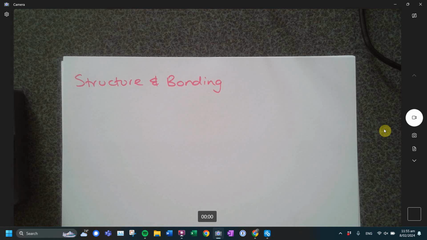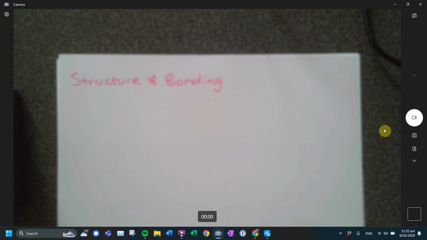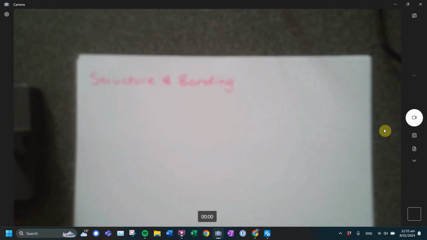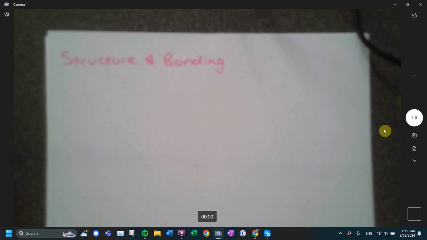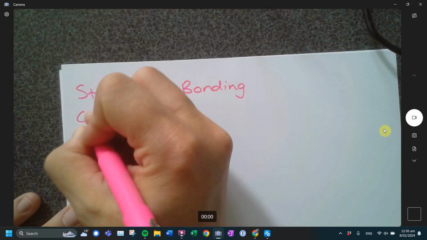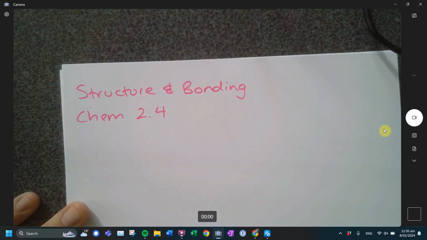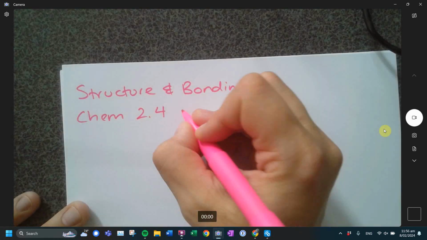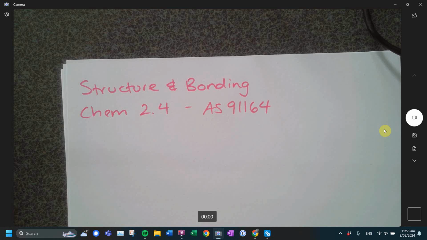So let me give you a rundown of the topic and an overview, and then we'll actually start learning the material for this. This is what I call structure and bonding. That's where you're probably going to find it when you search on Google and things like that. This is chemistry 2.4, if you guys are looking up the unit, and the AS number is 91164.